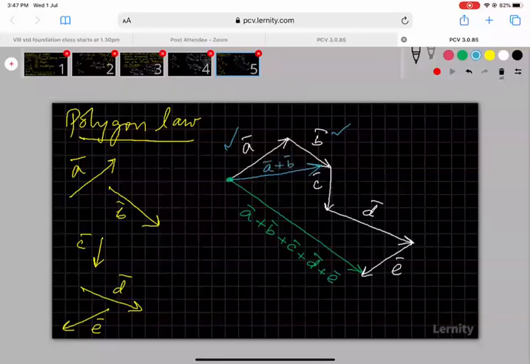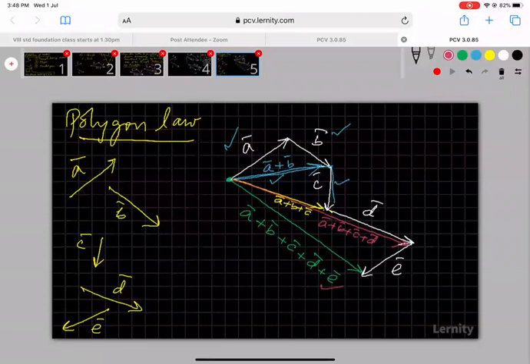Okay. Now A bar plus B bar and C bar are in succession. You see, they are in succession. So when you add those two, the closing side of their triangle gives you their resultant, A bar plus B bar plus C bar. Now that and D bar are in succession. So the closing side of that triangle is A bar plus B bar plus C bar plus D bar. Now that is in succession with E bar. When you add those two, you'll get basically this vector.